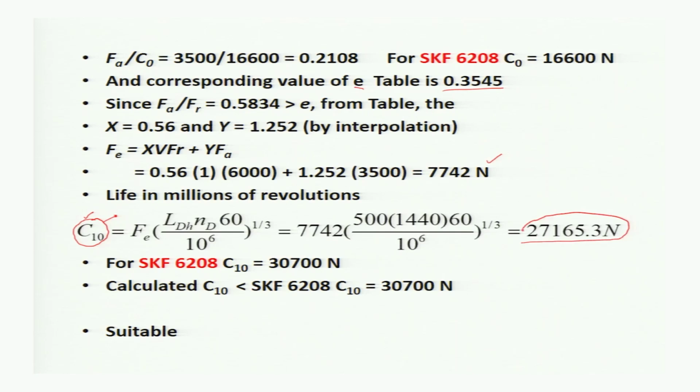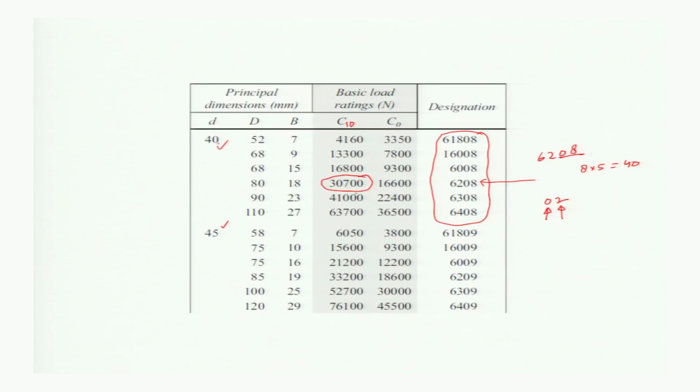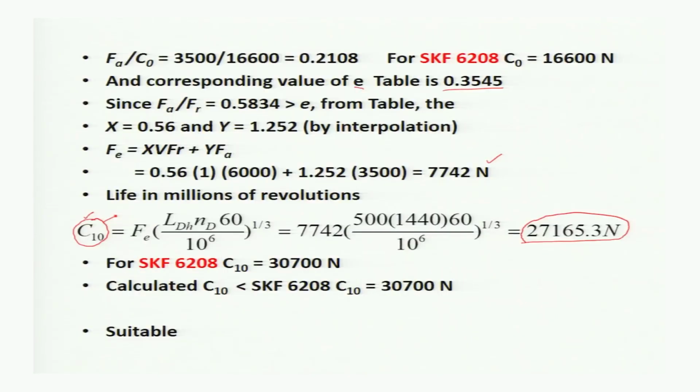This is the desired value, and for the bearing which we have selected, 6208, the value of C10 is 30700. You may take this from this table. For 50, the dynamic load capacity is 30700. This is the dynamic capacity of the selected bearing, and the dynamic capacity desired is 27165.3, and so the selected bearing is suitable.